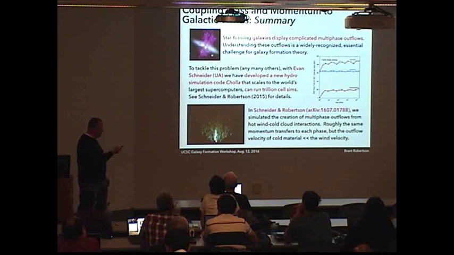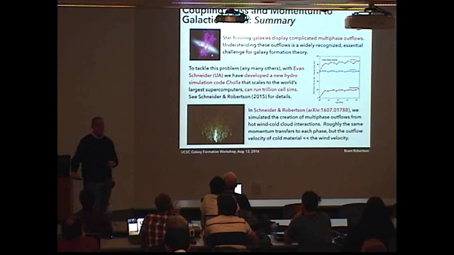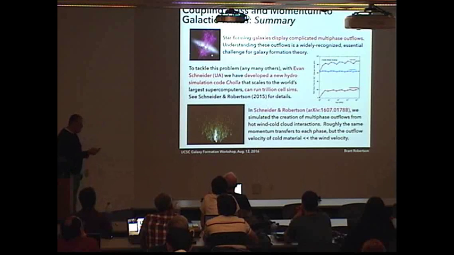To tackle this problem, and many other problems, Evan Schneider, my student at U of A, wrote Cholla, which is an amazing code. It can run a trillion cell calculation. Okay, so there's really a lot of power in this code that we can apply to interesting problems going forward.